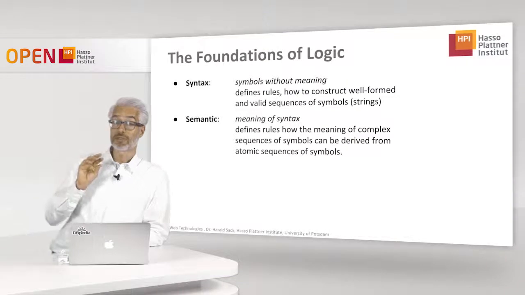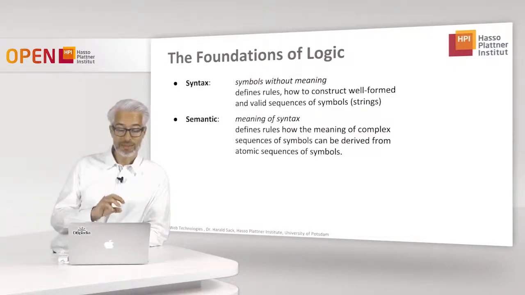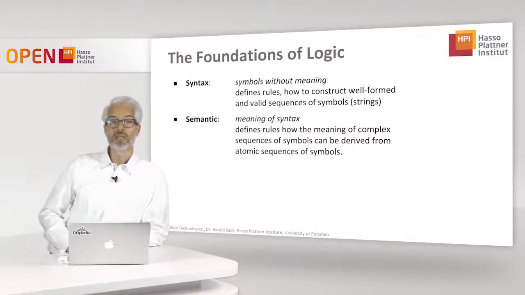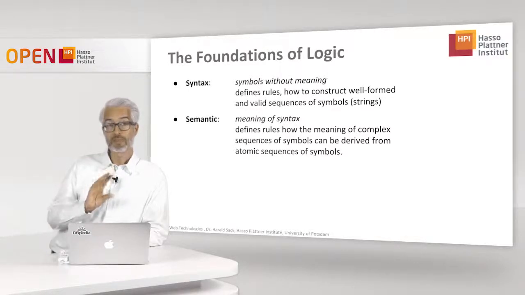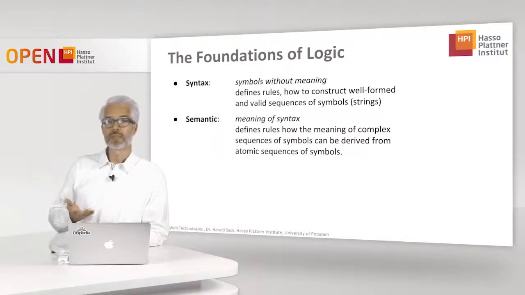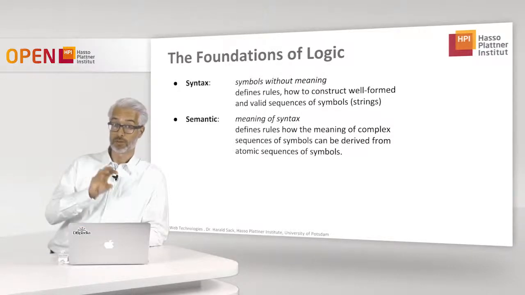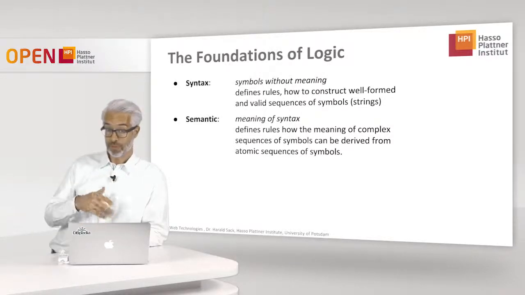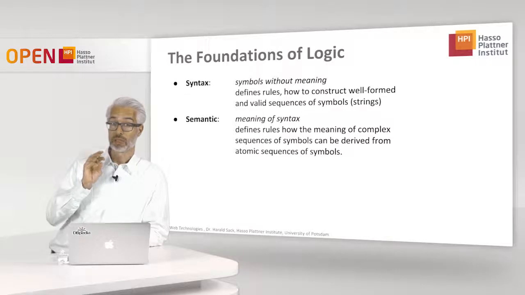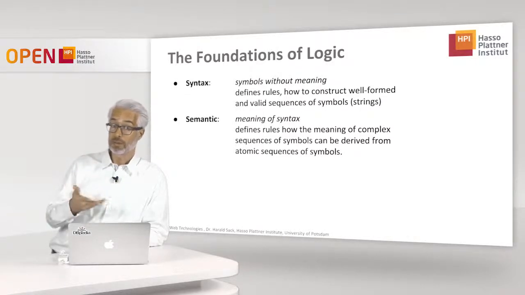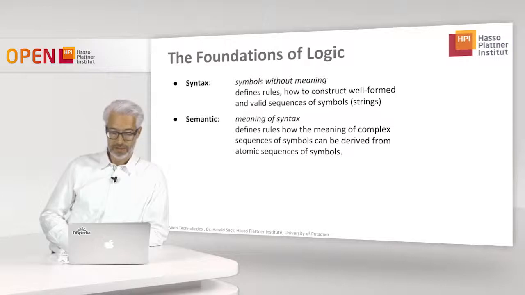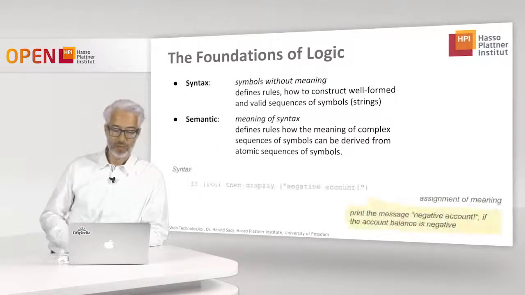This is defined by the so-called semantics, and the semantics defines the meaning of syntax. Usually it defines rules for how the meaning of complex sentences of symbols can be derived from atomic sentences of symbols. Therefore, of course, we also have to describe the meaning of an atomic symbol, but how we do that, we will come back to. So here, again, the term semantics becomes rather important.